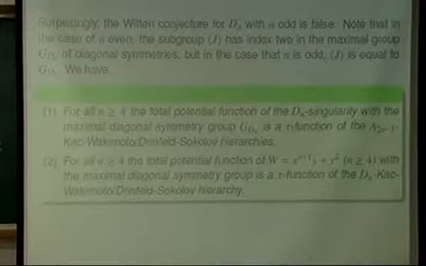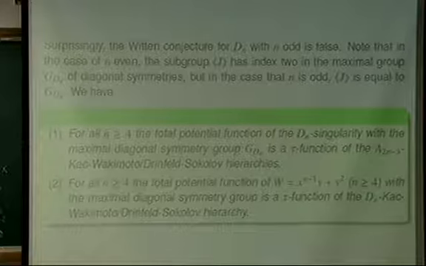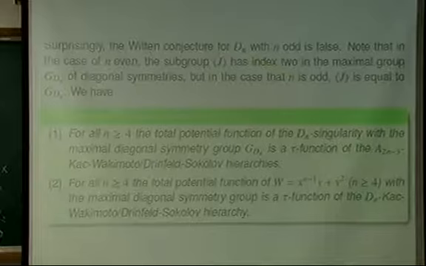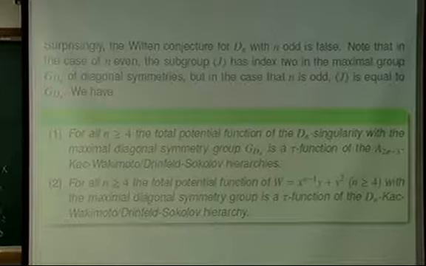But surprisingly, the Witten conjecture for D_n with n odd is false. Note that in the case of n even, the subgroup J has index 2 in the maximal group of diagonal symmetries. But in the case that n is odd, J is equal to G_max of D_n. So for all n greater or equal than 4, the total potential function of the D_n singularities with the maximal diagonal symmetry group is the tau function of the A_{2n-3} Kac-Wakimoto Drinfeld-Sokolov hierarchies. So this is beyond Witten's conjecture.